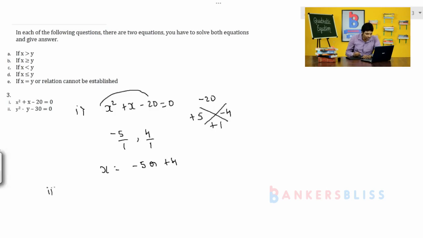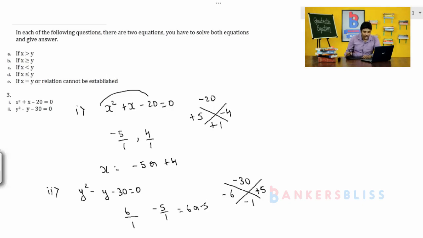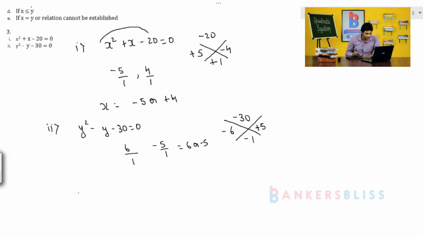Now for y you consider, y square minus y minus 30 is equal to 0. So minus 30 you write here and minus 1 you write here. Again 6 5s are 30. So minus 6 plus 5. So your answer is 6 by 1 and minus 5 by 1, which is equal to 6 or minus 5. Therefore the roots of x are minus 5 or plus 4, and the roots of y are 6 or minus 5.